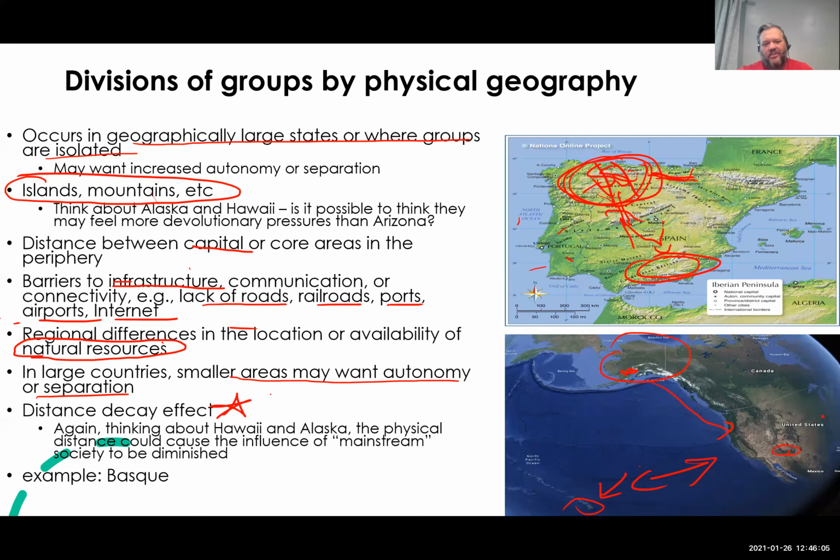And remember, we have this effect called distance decay, and that is the farther you get away from the source of something, the less effect it has. If we're talking about the capital here in the U.S., with distance decay, we don't see as big of an effect out in Arizona, especially not in Alaska, especially not in Hawaii. The farther you get away from the center of things, the more likely it is that you might say, you know what, I'd like to do my own thing. The Basque region, again, we've talked about that before, would be an example.